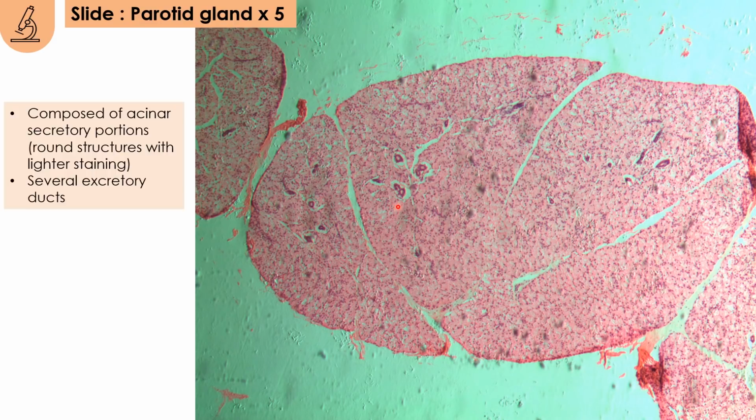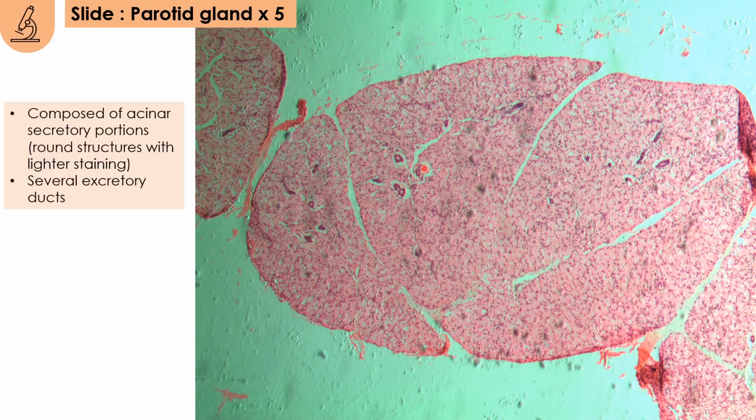If you see, it is composed mainly of acinar-like structures, the secretory portion. Remember, the exocrine gland is composed of 2 parts: the secretory portion and the excretory duct. The main bulk of the parotid gland that you can appreciate in this slide is the secretory portion. And then you can see several of its excretory ducts.